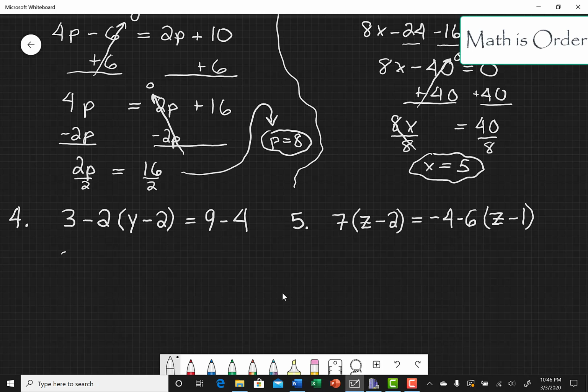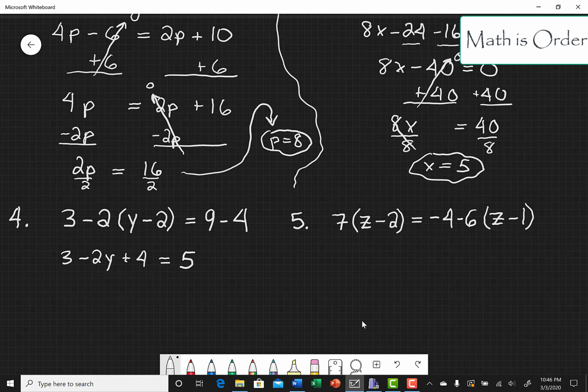That'll make us have 3 minus 2y. Now, a negative times negative is a positive. But we can subtract these two like terms. That'll give us 5, right?